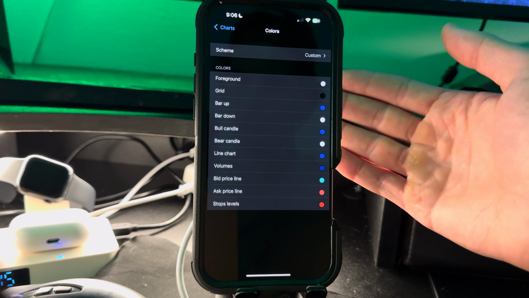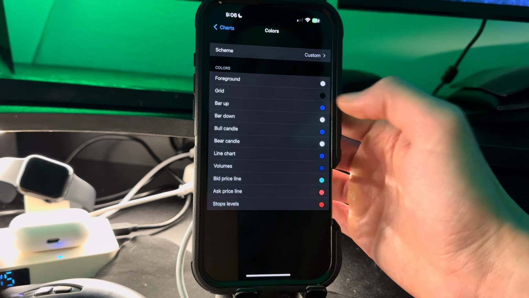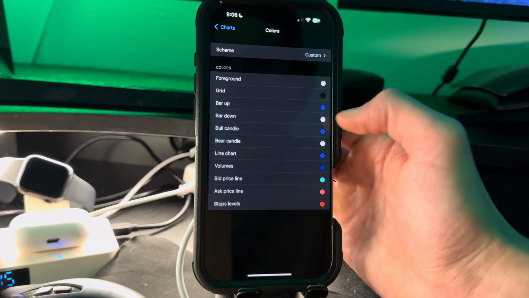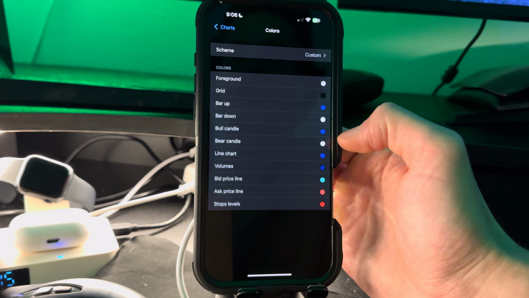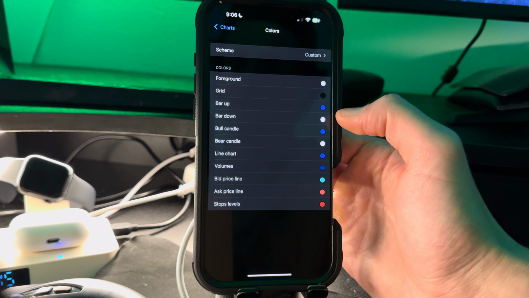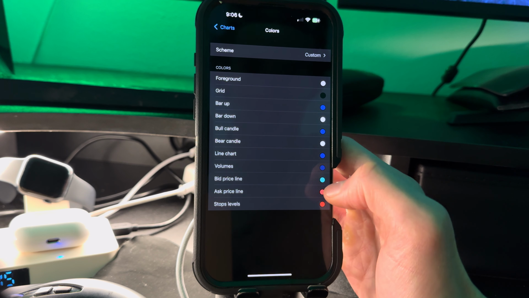That's just personally me. Your automatic colors are going to be green and red. So I put bar up blue, bar down white, bull candle blue, bear candle white. So whatever your bar up is, have it as the bull candle, and whatever your bar down is, have it as the bear candle. That's just the way I have it.